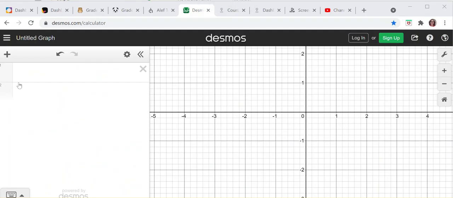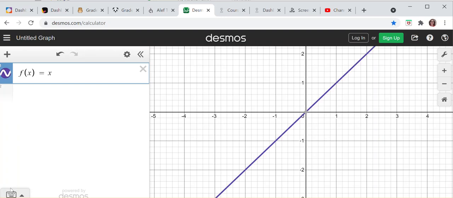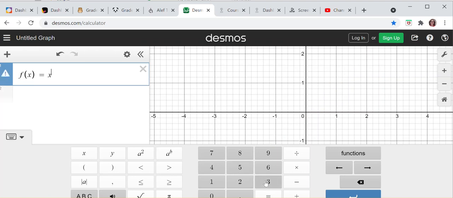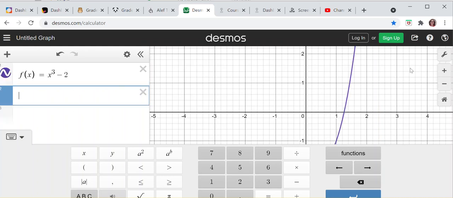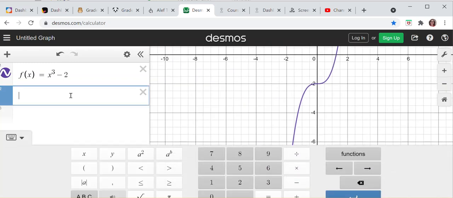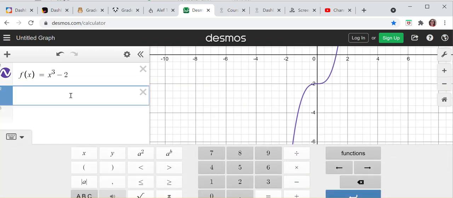Okay, so we need to put in our original function. We have f of x is equal to x to the third, so that's x to the third and minus 2. So here's our graph. Now we need to put in our second.